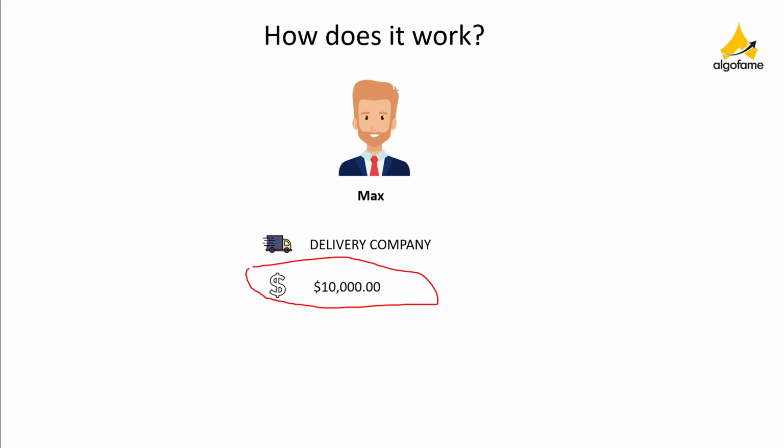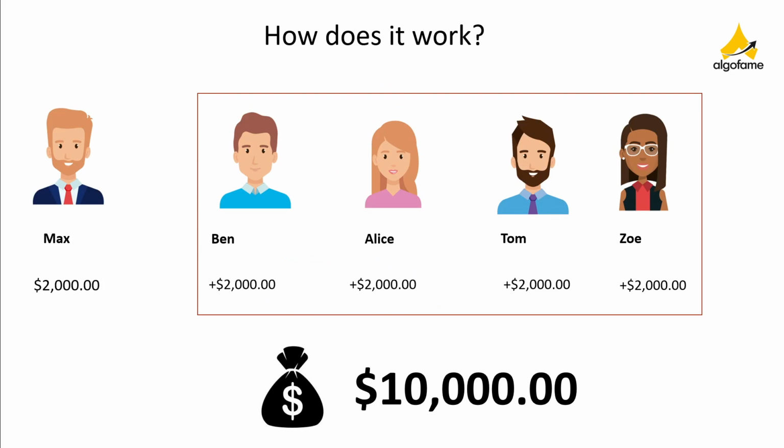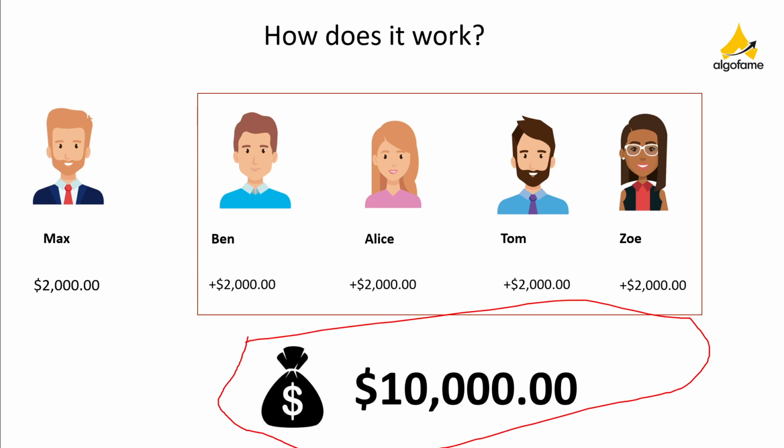Now, supposing Max has four hypothetical friends: Ben, Alice, Tom, and Zoe. And let's say each of his friends can afford to save $2,000 every month. So if you take the money that Max is able to save up every month plus the $2,000 that each of his friends is able to save up, you put them together, you have $10,000. And that's the amount that Max needs. So Max could reach out to his four friends, Ben, Alice, Tom, and Zoe, and they could form what we call a rotational savings.